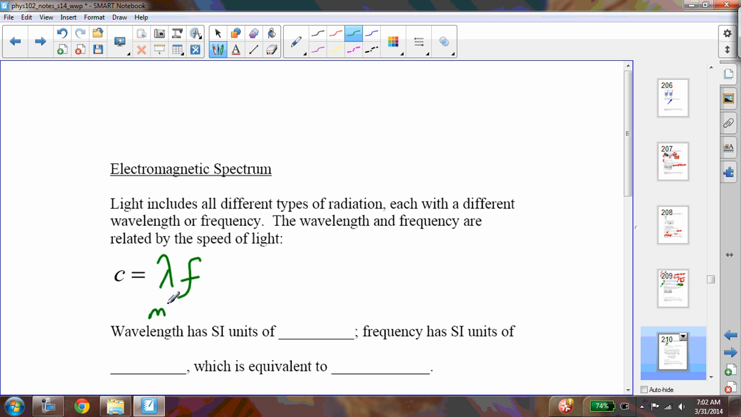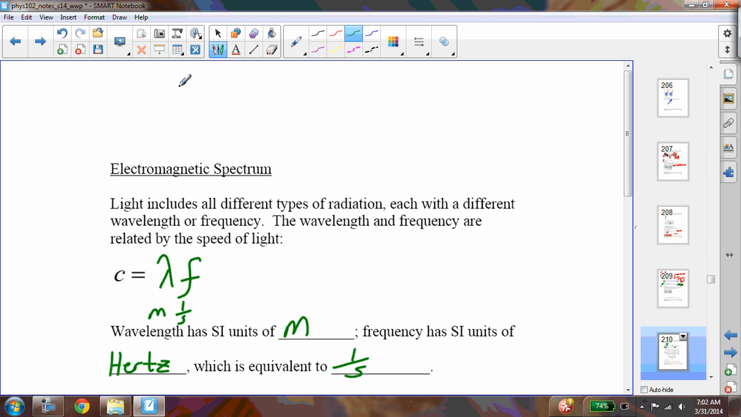Lambda is in meters, and frequency is in 1/seconds, or hertz. So wavelength has SI units of meters. Frequency has SI units of the hertz, after Heinrich Hertz, and this is equivalent to 1/seconds.